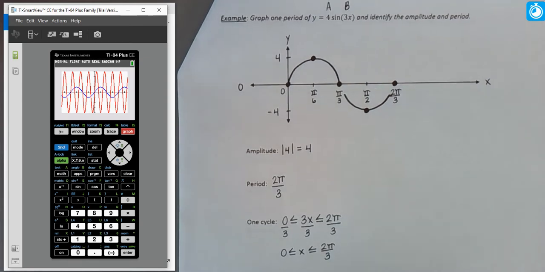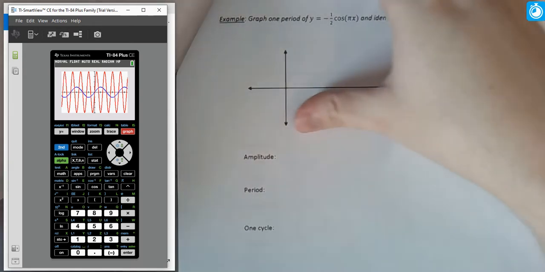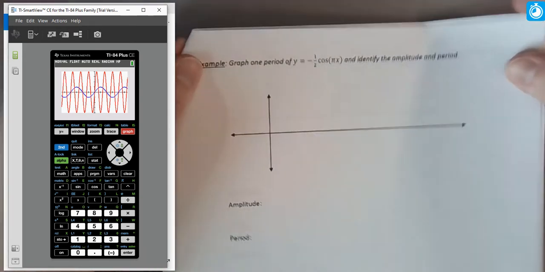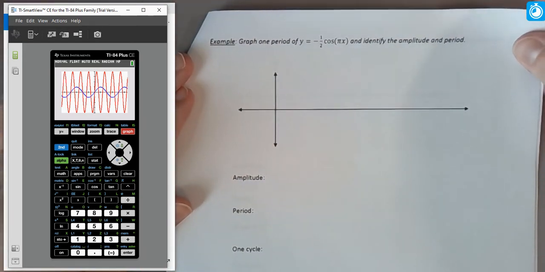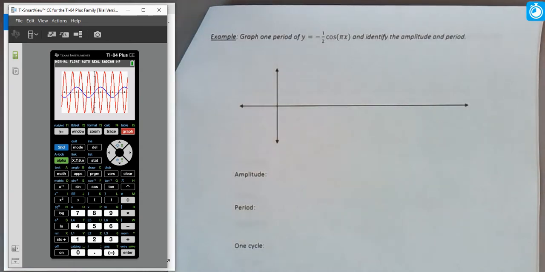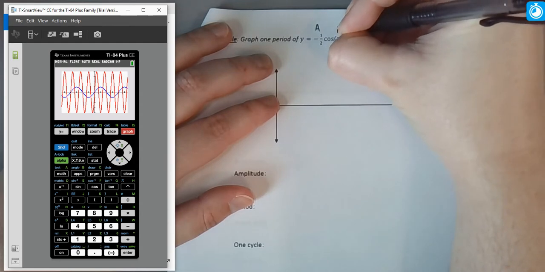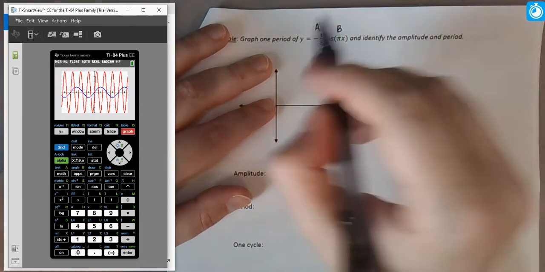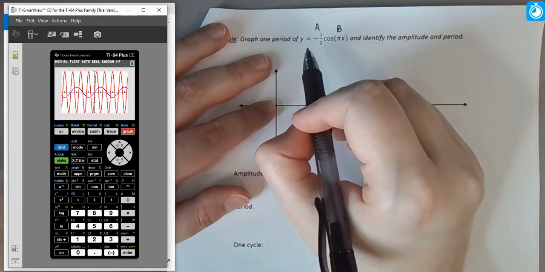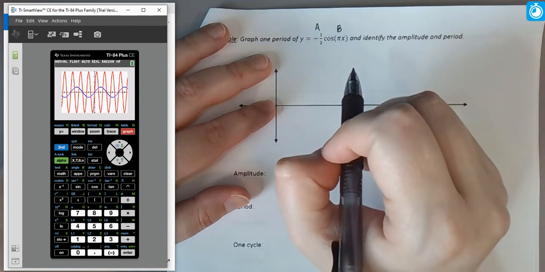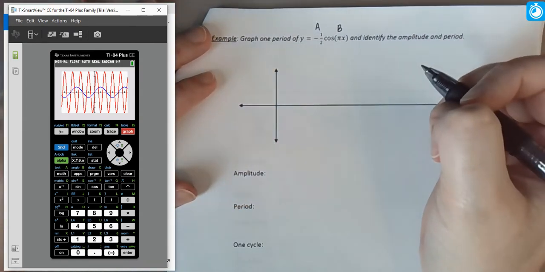Okay, let's look at another one. Again, we want to graph one period of this function, identify its amplitude, identify its period. Notice again, we don't have a phase shift, we don't have a vertical shift. We have a value for A, we have a value for B. So we're changing the amplitude from 1, and then we're changing the period based on this value of B.